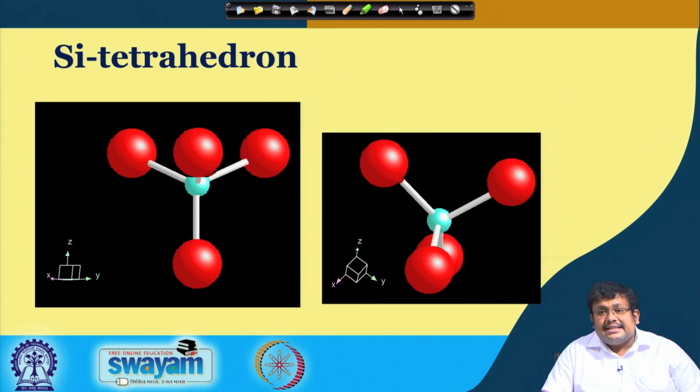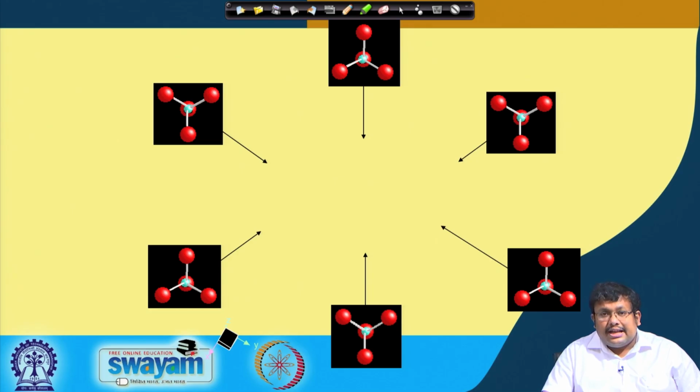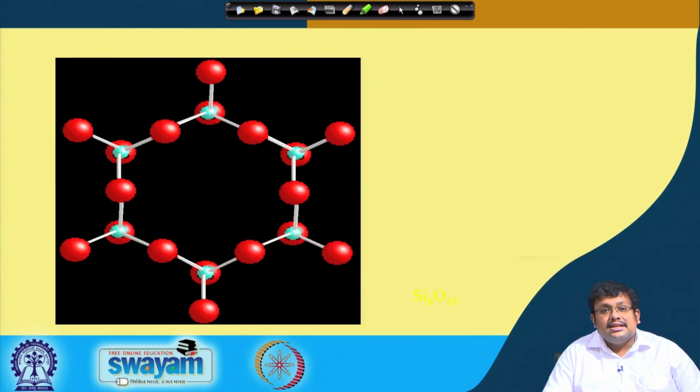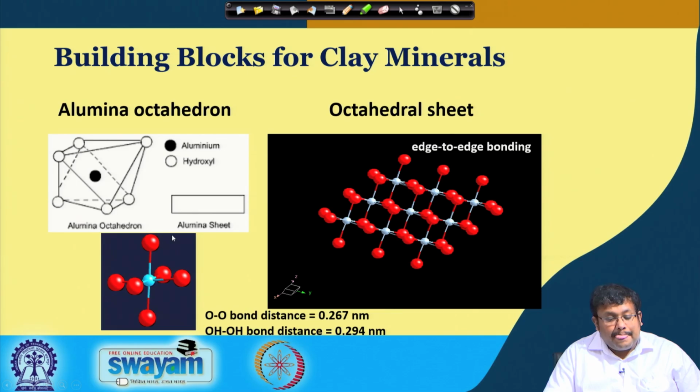So, let us see how they basically join together. These are the individual silica tetrahedra. When these individual silica tetrahedra come together and share their corner oxygen, they form this sheet-like structure, and it is known as the tetrahedral sheet.